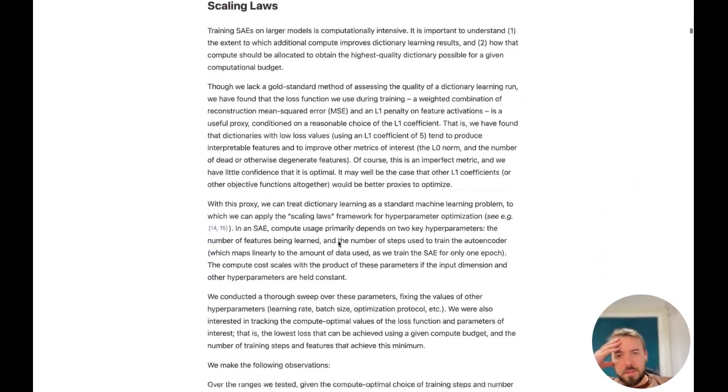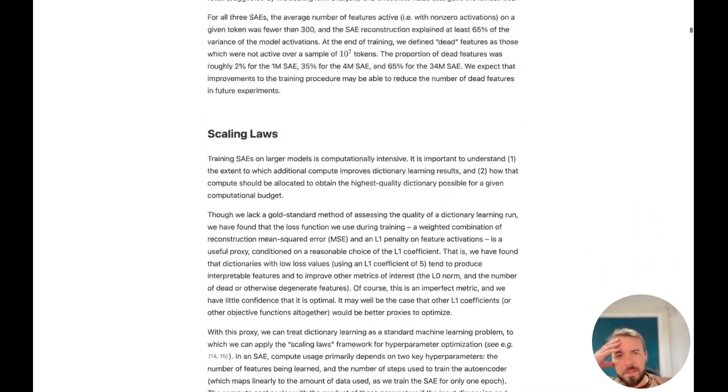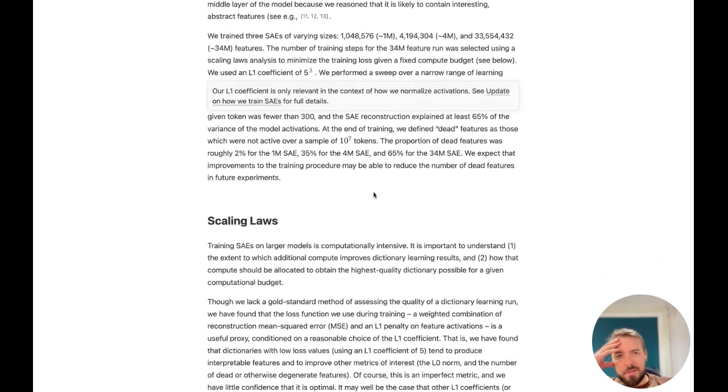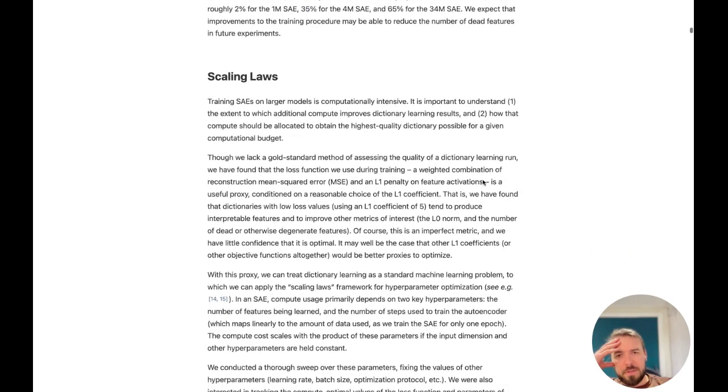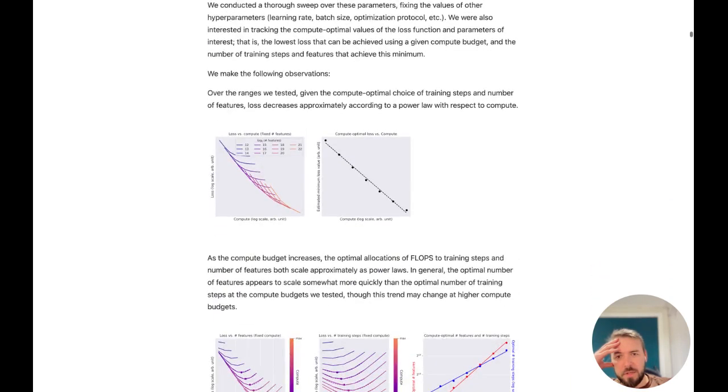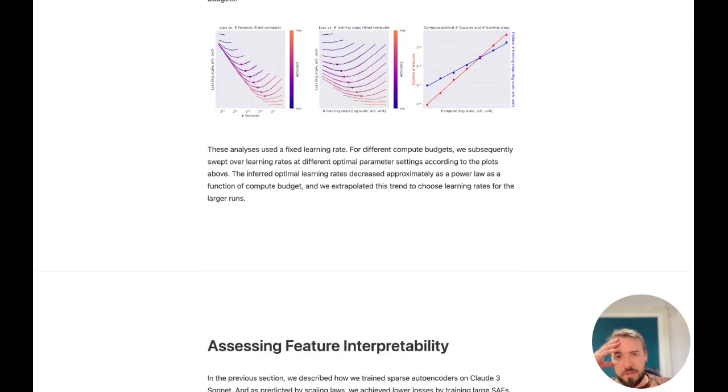Scaling laws. I think I'll skip this. I mean, this is really relevant if you actually want to implement this to get an idea of what kind of hyperparameters to use. But at the moment, we care about high-level understanding. So let's skip scaling laws for now.